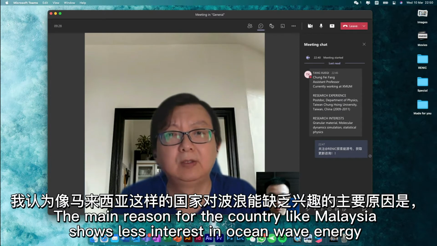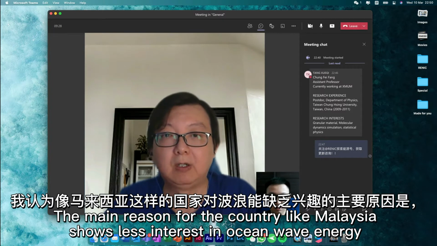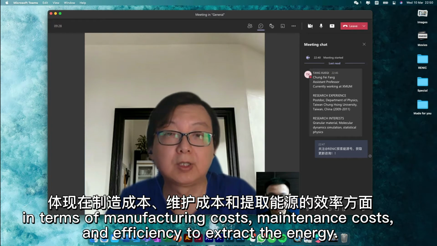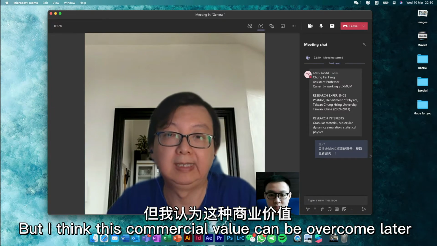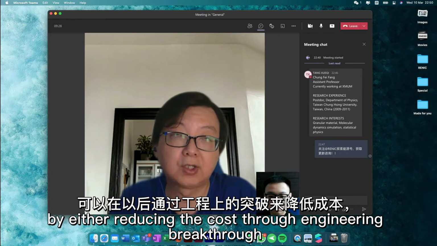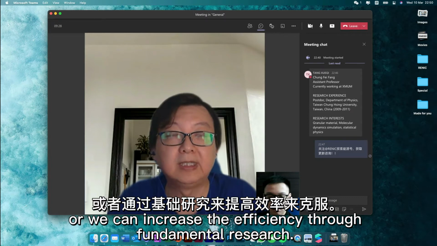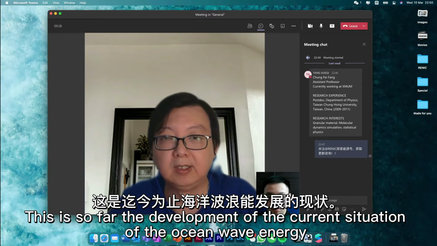The main reason a country like Malaysia shows less interest in ocean wave energy, I think, is because the commercial value is yet to compete with other renewable energy in terms of manufacturing costs, maintenance costs, and efficiency to extract the energy. But I think this can be overcome later by either reducing the cost through engineering breakthroughs, or increasing the efficiency through fundamental research. This is so far the development of the current situation of ocean wave energy.